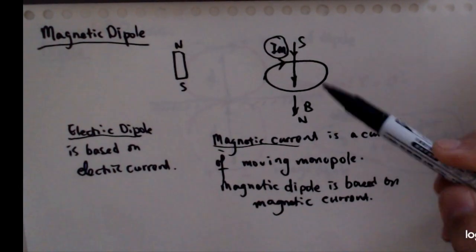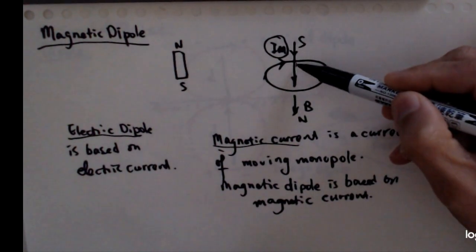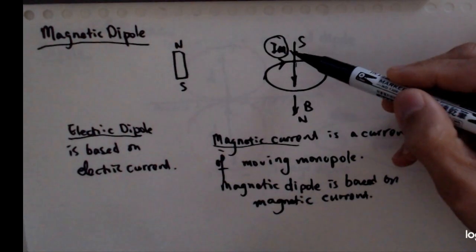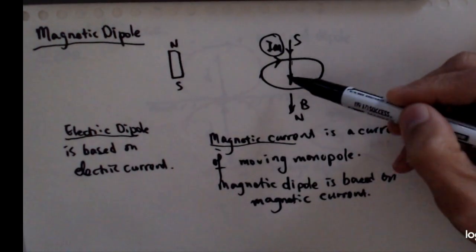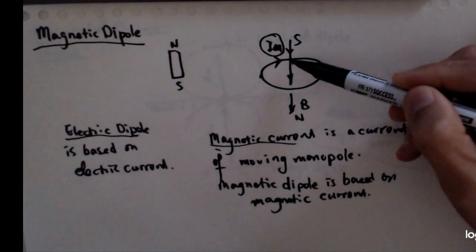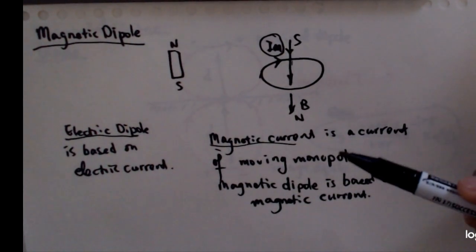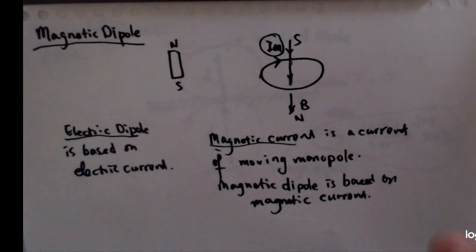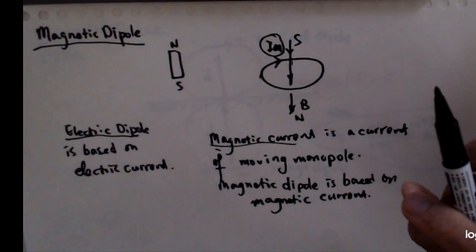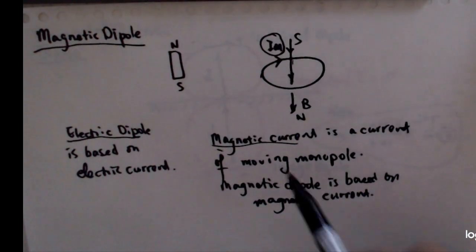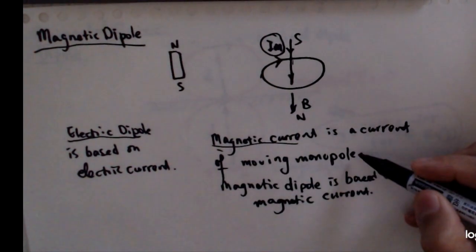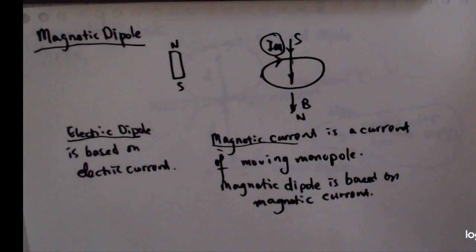There is no physical current. There is no such thing called magnetic charge. But on the other hand, the scientists use magnetic current to supplement this argument. And magnetic dipole is by definition a column of moving monopoles, magnetic monopoles. So from here, the theory of the principle of duality will apply.